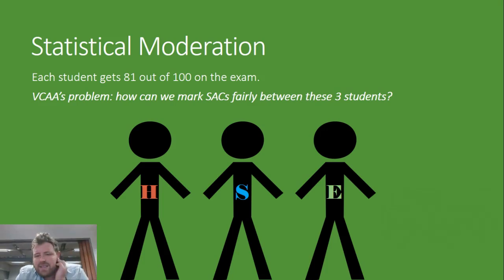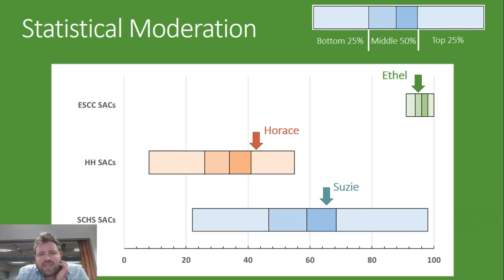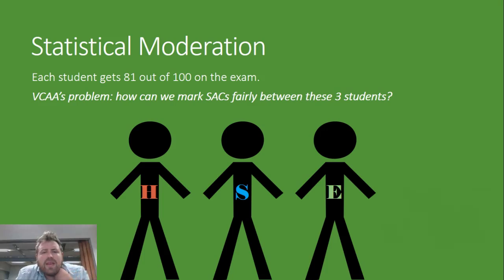And we don't really know. If we look back at that graph, it's really hard to compare Horace's SAC mark to Ethel's and to say who really did better. I mean, sure, Ethel got 95% and Horace got 45%, but they were working on completely different tasks. So how do we solve that problem? We'll look at a few different options that you might consider.